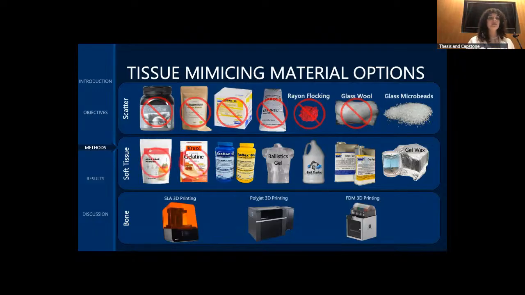Now, the soft tissue materials, we eliminated these first two because agar and gelatin need to be refrigerated. They do not have a long shelf life, and because of that, they can grow mold, which does not allow us to have transportability or reproducibility. And for the bone, all three of these types of printing can produce a viable bone model, and that has been verified under ultrasound. However, FDM printing is the most cost-effective.